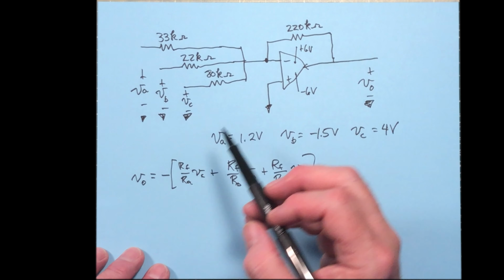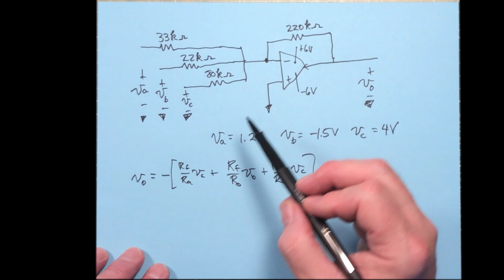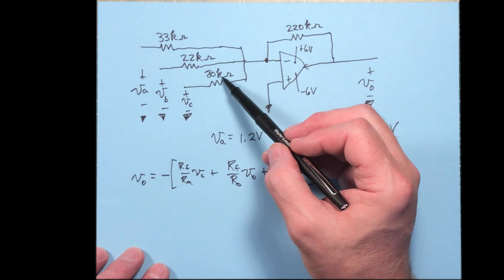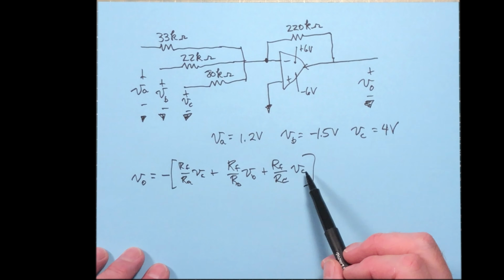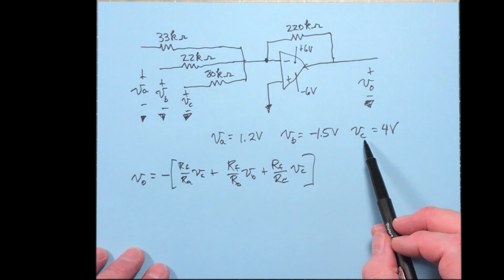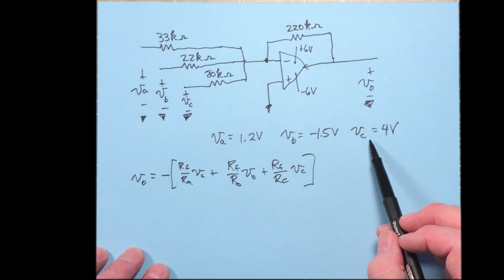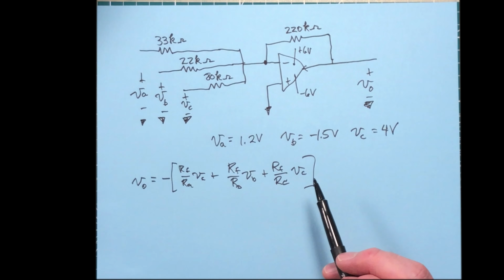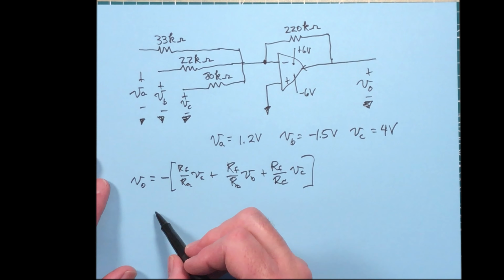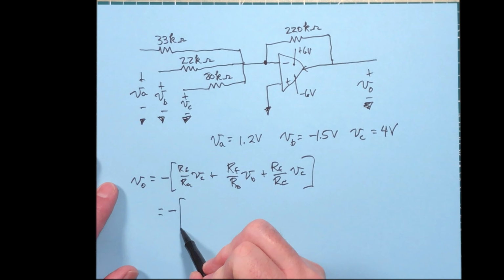Well, we've got values for R sub F. R sub F is 220K. R sub A, B, and C are 33K, 22K, and 80K, each respectively. And then you've got your inputs for your voltages, V sub A, V sub B, and V sub C. All you have to do is plug those numbers in here. Now let's go ahead and plug those in.